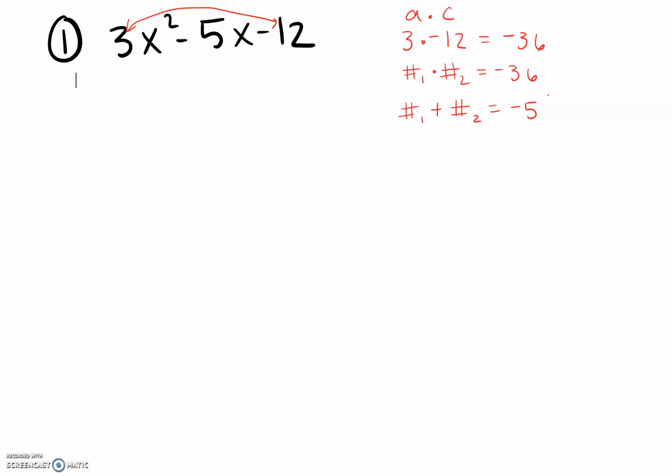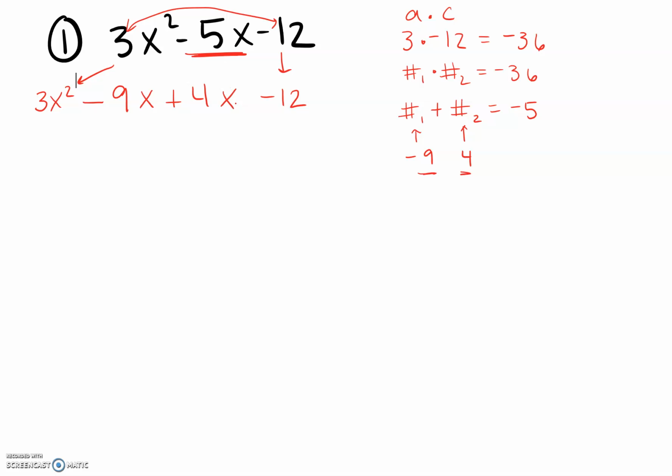So I think about numbers that multiply to negative 36, but add to negative 5. And the two numbers that I think of are negative 9 and positive 4. So when I start rewriting, I keep my first term exactly as it was. I keep my last term exactly as it was, but instead of calling my middle term negative 5x, I'm going to use these two numbers that I just found. So negative 9x and positive 4x.